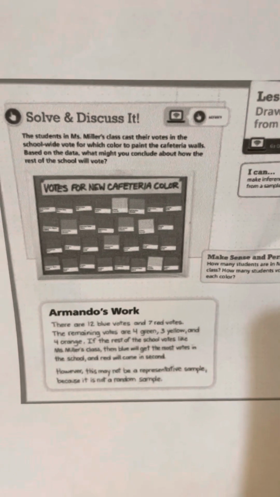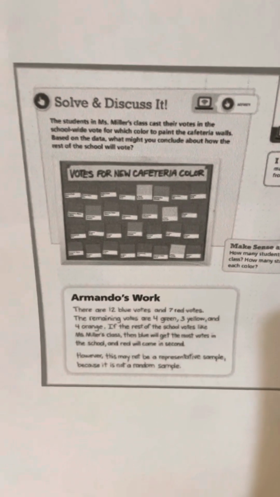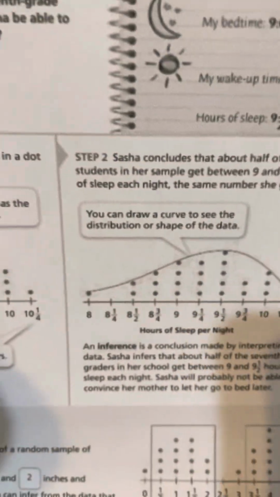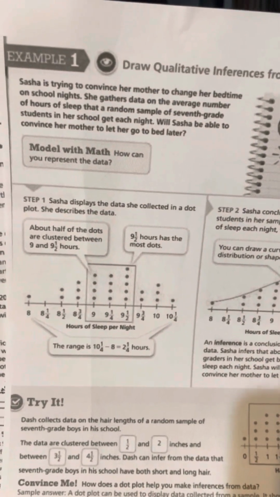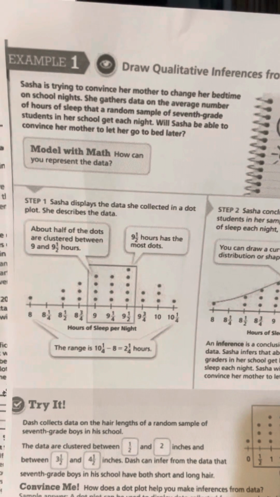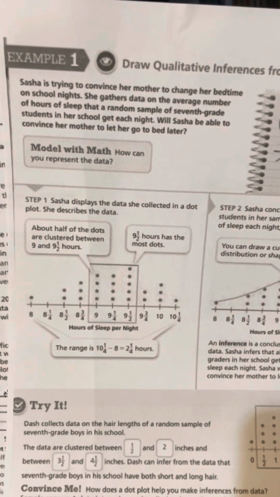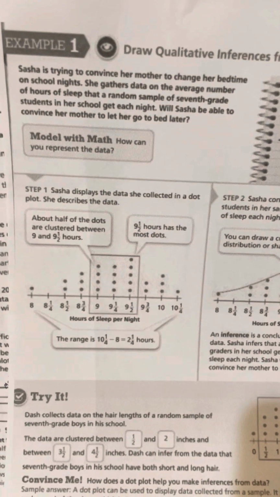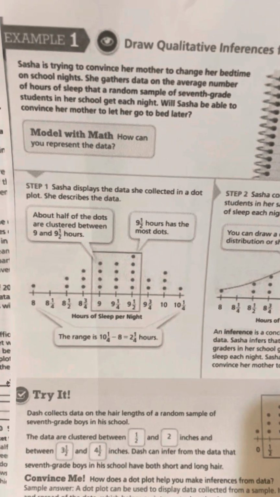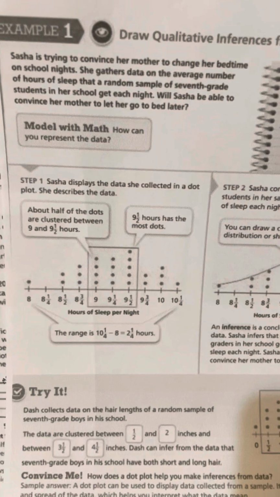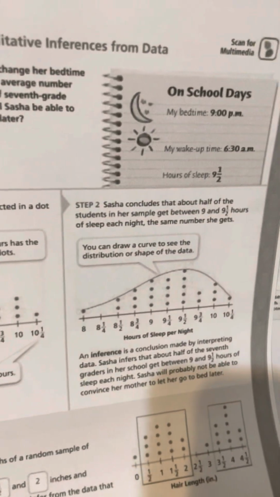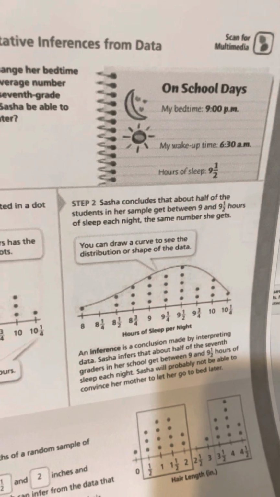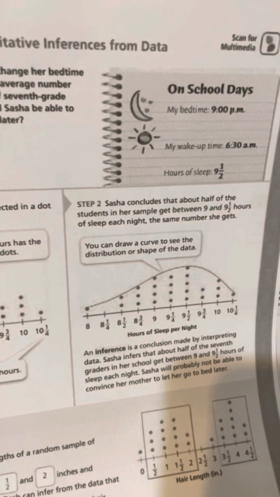All right, now let's look at example 1 on page 320. So turn your page. Example 1. Sasha is trying to convince her mother to change her bedtime on school nights. She gathers data on the average hours of sleep that a random sample of 7th grade students in her class gets each night. Will Sasha be able to convince her mother to go to bed later? All right. Her bedtime's at 9, her wake-up time's at 6:30, so her hours of sleep are 9.5.